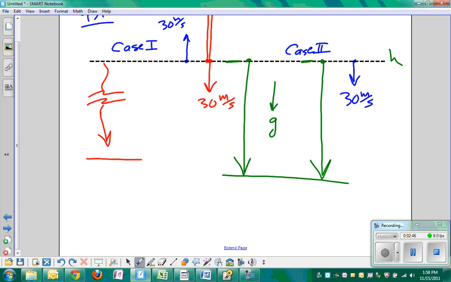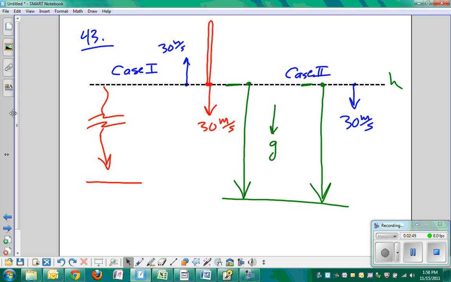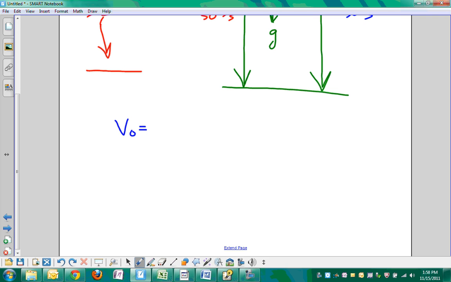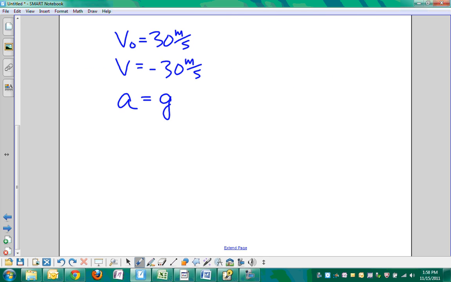So now, once it falls past here, it is the same as this one shot straight down. The only thing we need to solve for in terms of time is the amount of time it takes to go through this part of its trajectory. So how are we going to figure that out? Let's think about what we know. All right, we know that the initial velocity is equal to what? 30 meters per second. We know the final velocity is going to be equal to negative 30 meters per second. We know that the acceleration is equal to g. All right? Do we know the time?